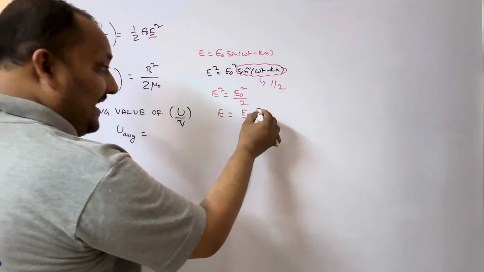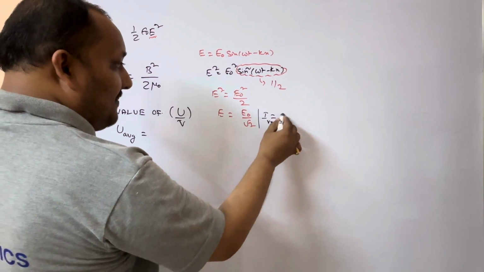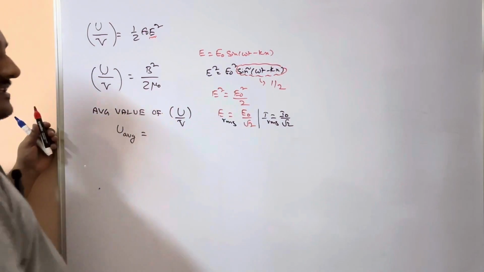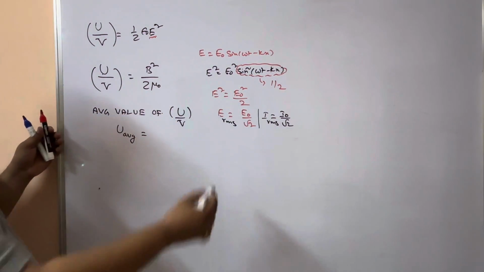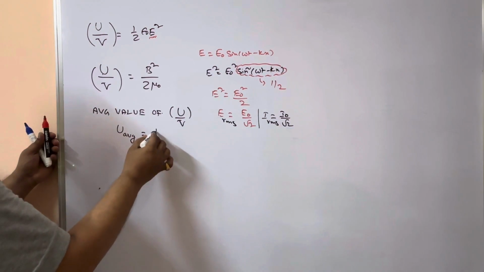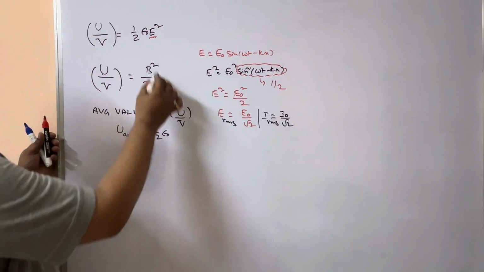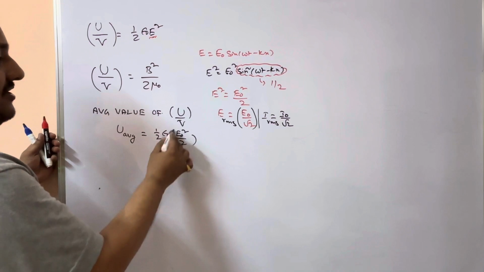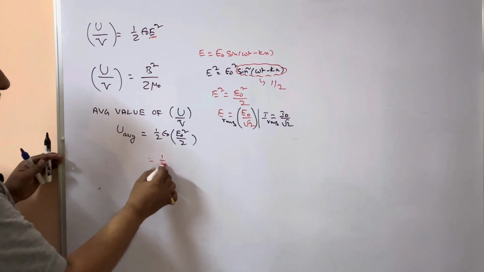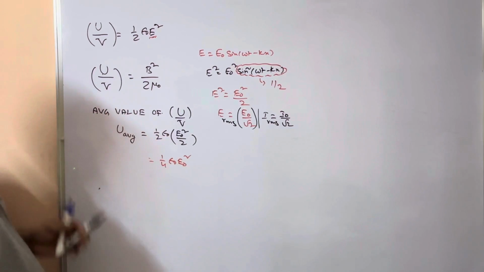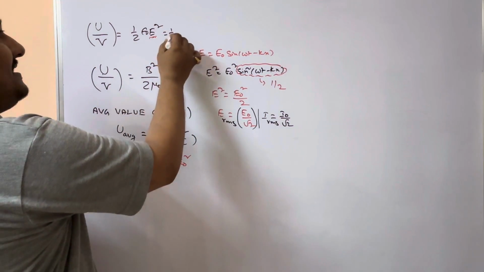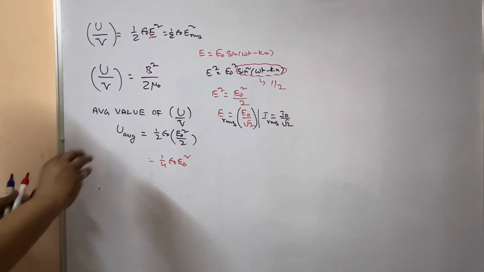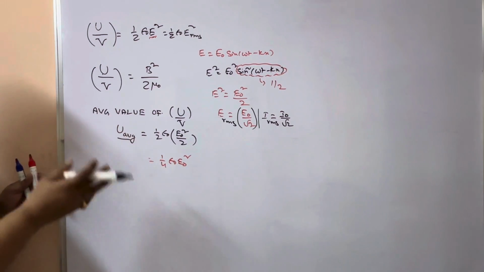Already in AC we discussed that I_RMS is equal to I₀ by root 2. Therefore, for our convenience, they will write E_RMS is equal to E₀ by root 2. So in this equation, in place of E², they are going to write E₀² by 2. Therefore, you will get 1 by 4 ε₀E₀². Some people will represent this equation as E_RMS², so 1 by 4 means that is the average energy density.